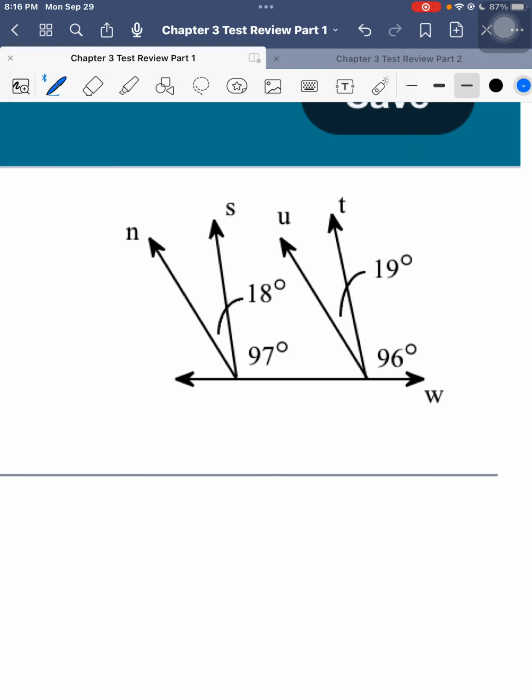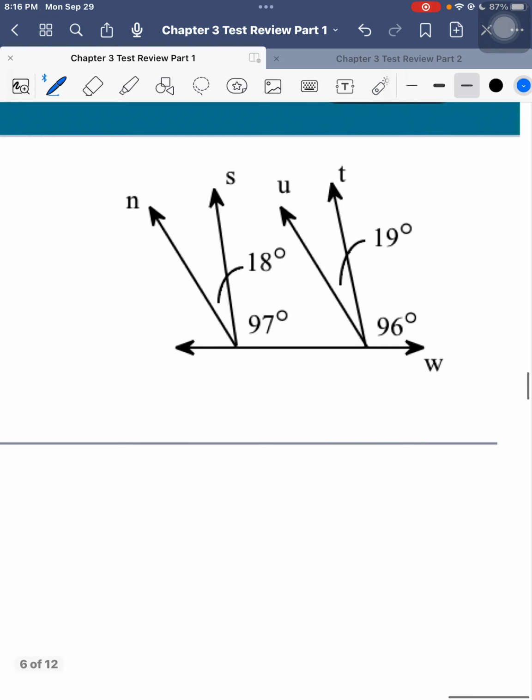So let's take a look at this one. This one's really hard. I have a lot of lines and segments and angles, so let's just focus on the most important thing, which is finding my transversal line. My transversal line here is W. Why W? Because W literally has every single angle. It has everything.